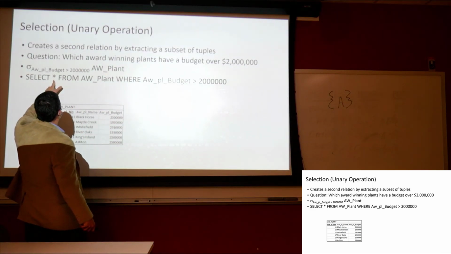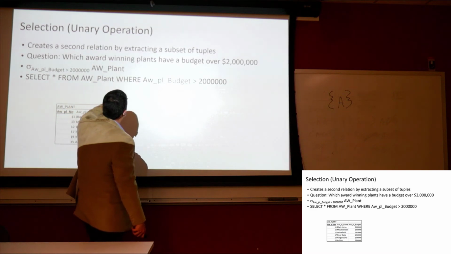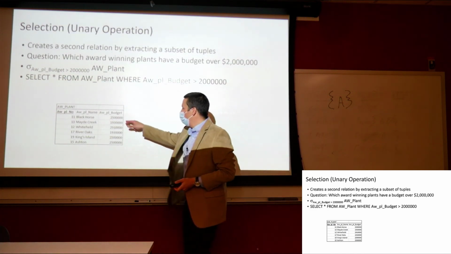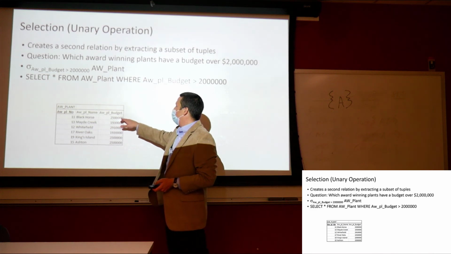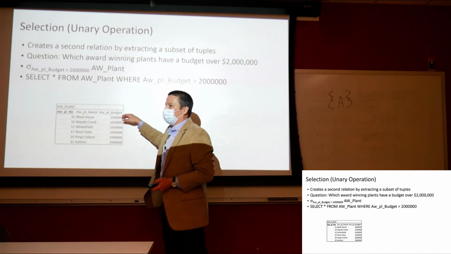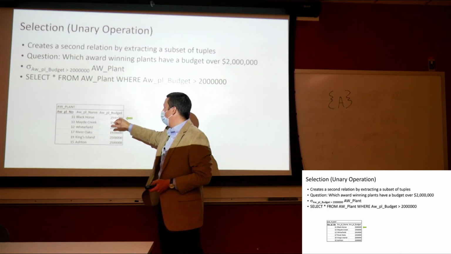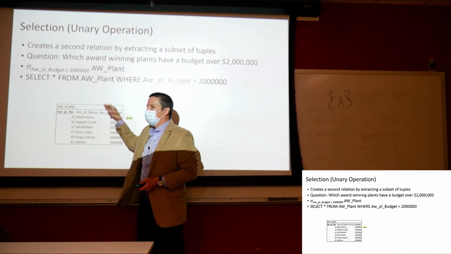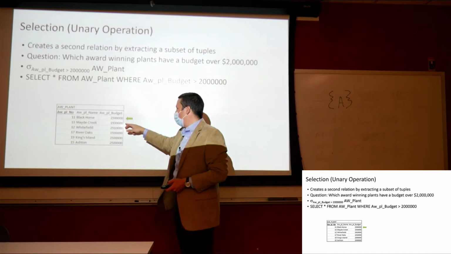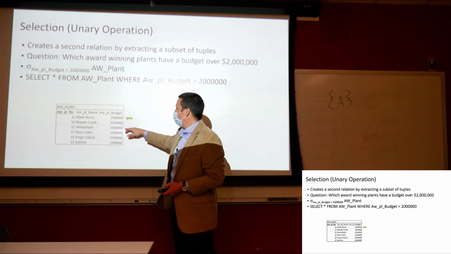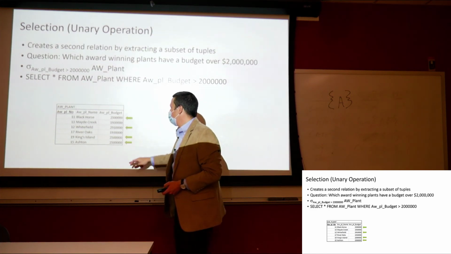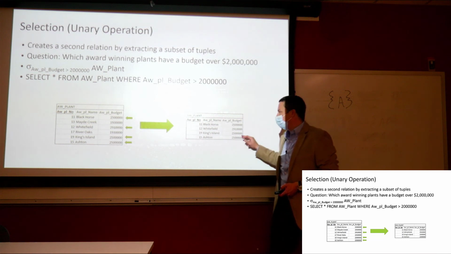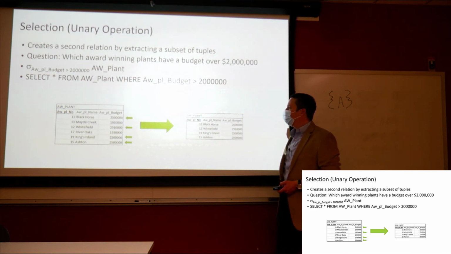We're going to select all attributes from this relation AW plant where this condition, this Boolean expression, evaluates to true. Okay, so we look at this value in each tuple. Is 2,500,000 greater than 2 million? Yes, so that's going to evaluate to true, and this tuple will be returned in the new relation that's created. Is 1,930,000 greater than 2 million? No, so that evaluates to false, so that would not return. 2.9 million, yes, that would return. No, yes, yes. So all of these tuples that evaluate to true are returned, and a new relation is created in memory on the database server.